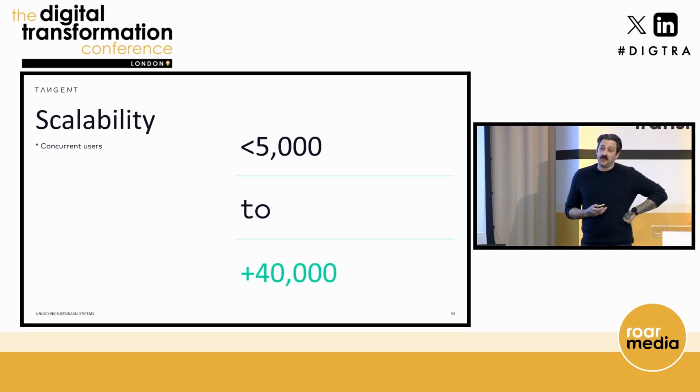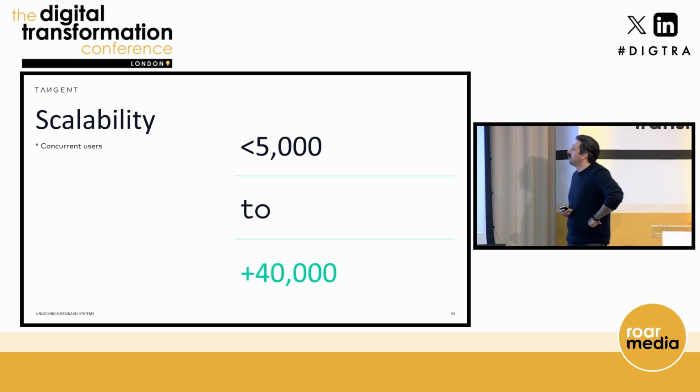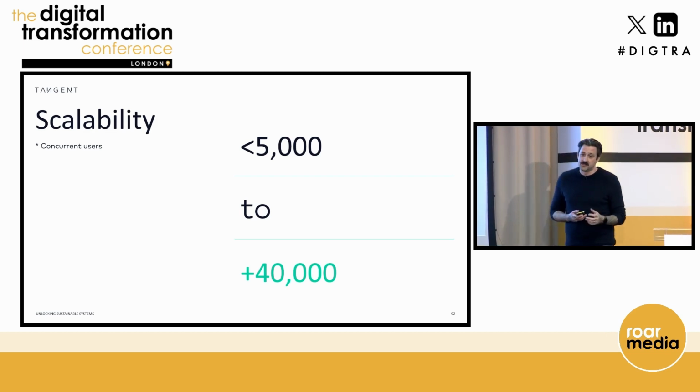Secondly was scalability. The old Sitecore application used to fall over around 5,000 concurrent users. A concurrent user is doing something in a particular millisecond in time. We can now handle 40,000 concurrent users plus. And to put that into perspective, google.co.uk, the search button, that has about 30,000 concurrent clicks. So about 30,000 clicks per millisecond.